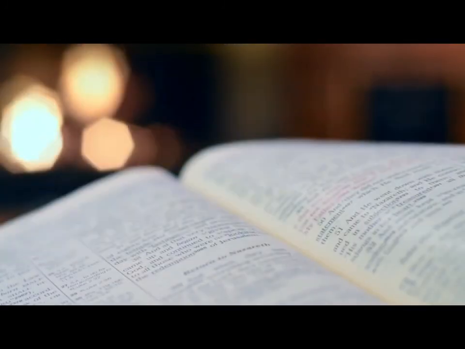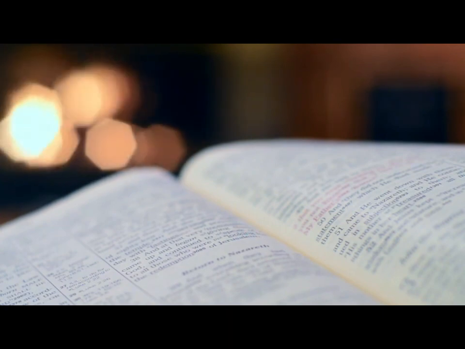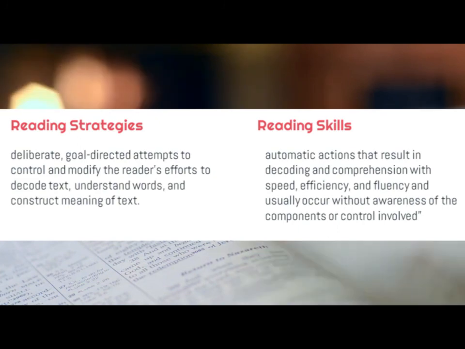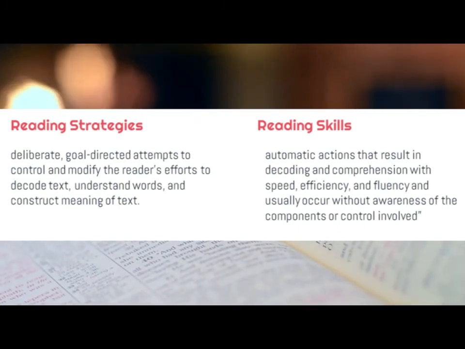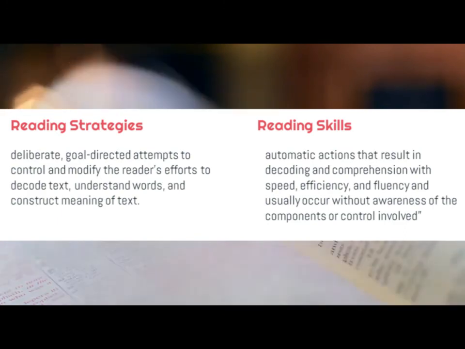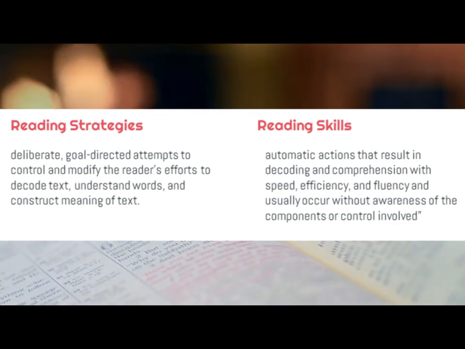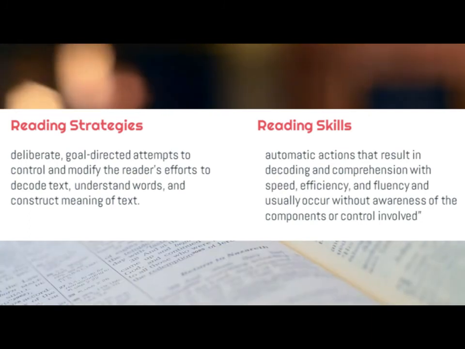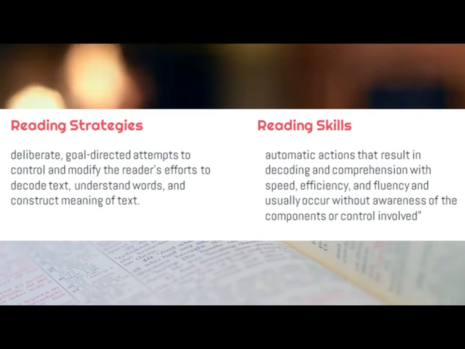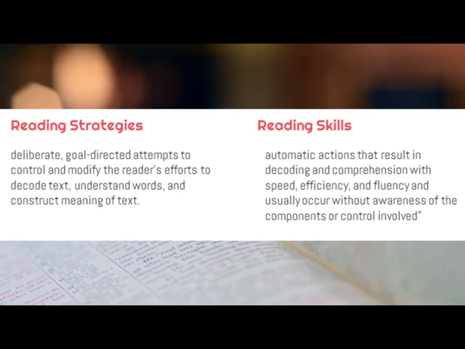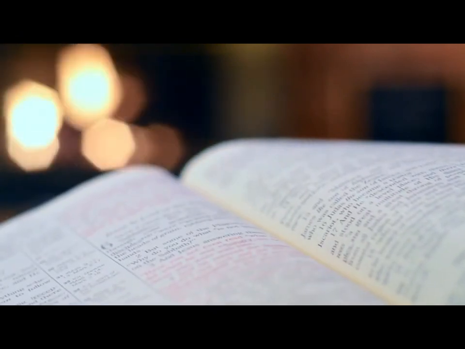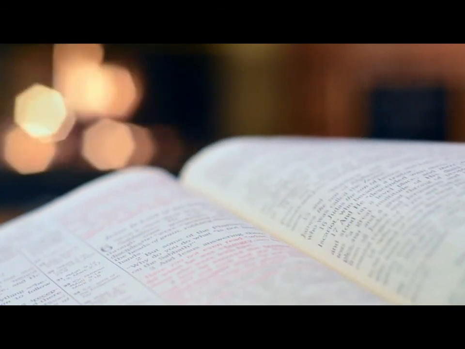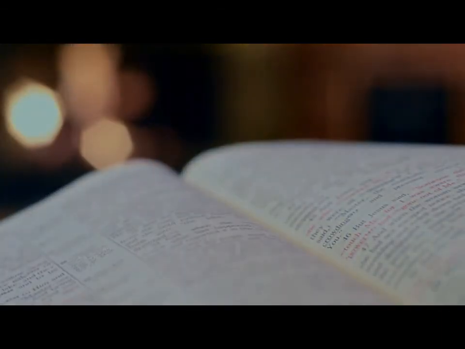It is a known fact that reading involves reading strategies and reading skills. Reading strategies are deliberate, goal-directed attempts to control and modify the reader's efforts to decode text, understand words, and construct meaning. Reading skills, on the other hand, refer to automatic actions that result in decoding and comprehension with speed, efficiency, and fluency, and usually occur without awareness of the components or control involved. They have also advocated for an explicit teaching of both skills and strategies. One way to teach strategy effectively is through assessment.